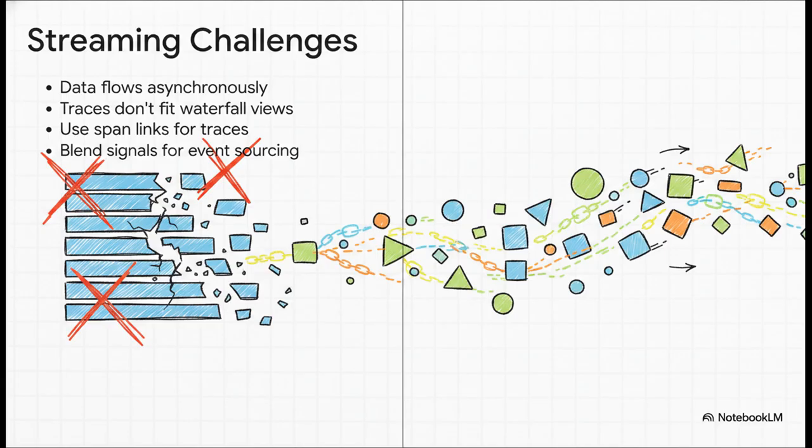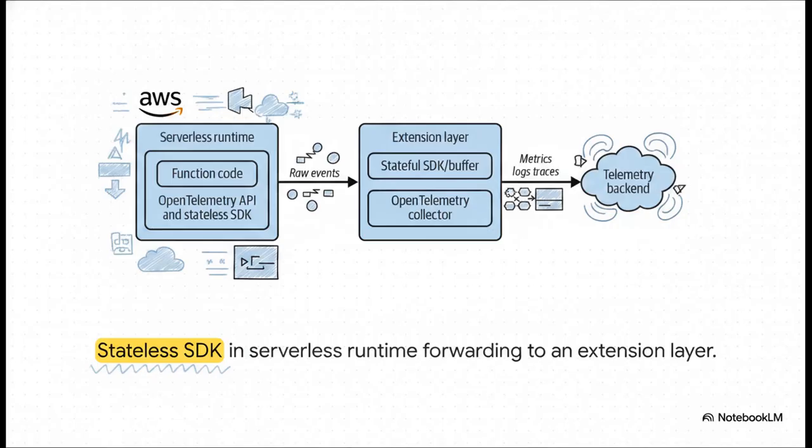So what do you do? Well, you have to use what are called span links to connect your separated producer and consumer traces. Or, if you're dealing with event sourcing, you might have to blend your signals, maybe using histograms to track the number of stages a transaction goes through rather than trying to force the whole thing into a single massive trace. Now, serverless environments like AWS Lambda present a totally different set of constraints. In serverless, your biggest enemy is cold start times and memory usage.